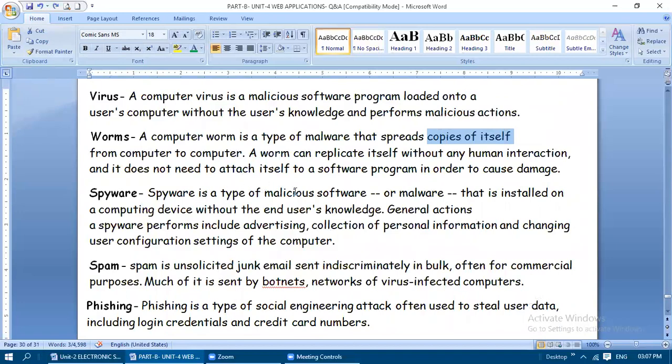Spyware. It is a type of malicious software or malware that is installed on a computing device without the user's knowledge. General actions of spyware include advertising and collection of personal information.